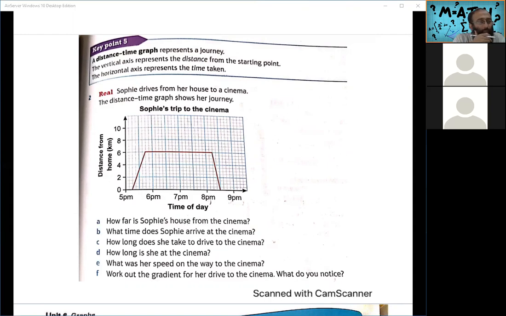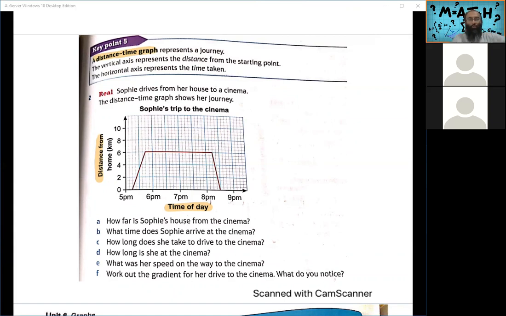Right. So if you look at the graphs, they're telling you what the axis is, a distance time graph. That's one of the most important things to remember in this particular question. The type of graph is a distance time graph. Why? Because the distance is along the y-axis and time of day along the x-axis. So it says there, Sophie drives from her house to a cinema. Obviously, she's going to stay at the cinema.